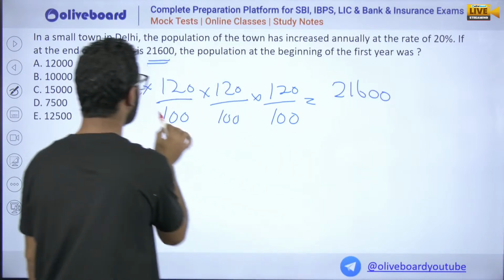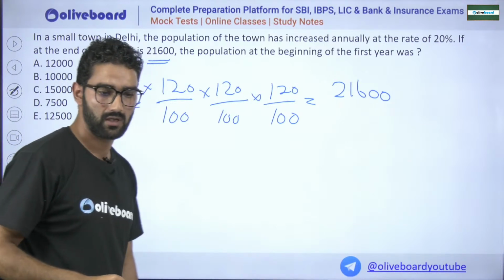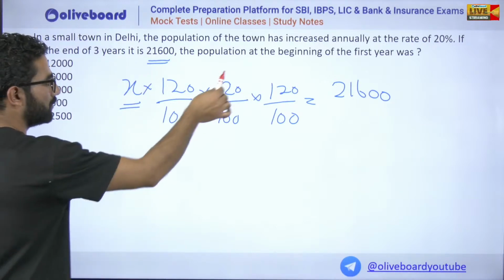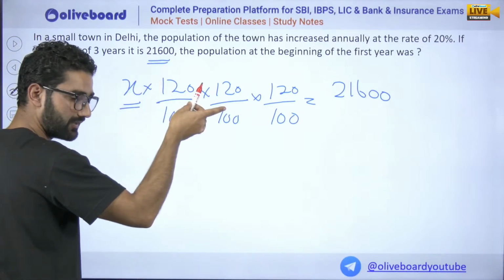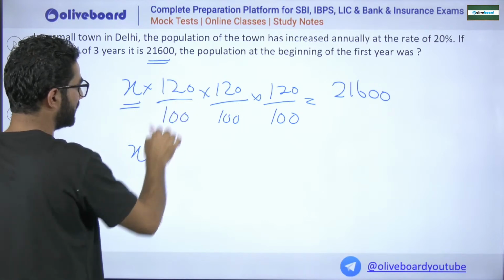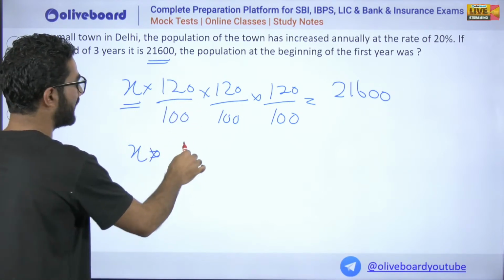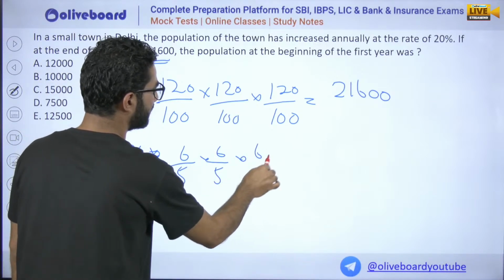So we have to calculate the value of this X, which was the population at the beginning of the first year. That is the option. You can do this calculation fast. Whenever you find a 20 percentile increase or decrease, try to write it like 120 upon 100, which will always be 6 upon 5. So 6 upon 5 multiplied by 6 upon 5.